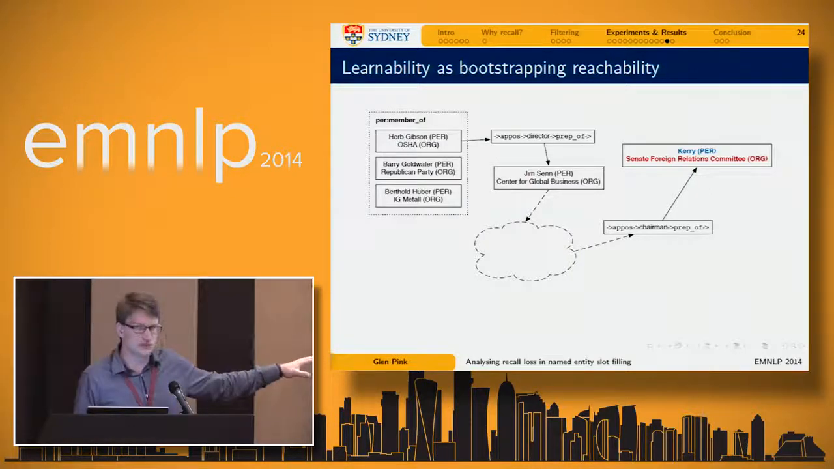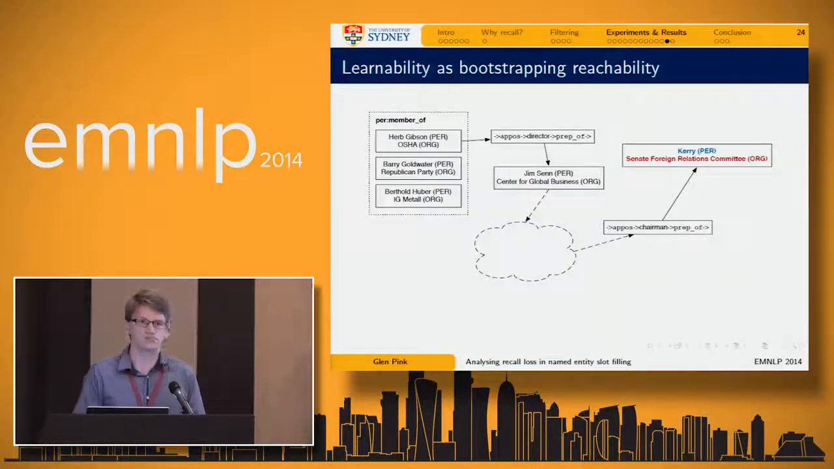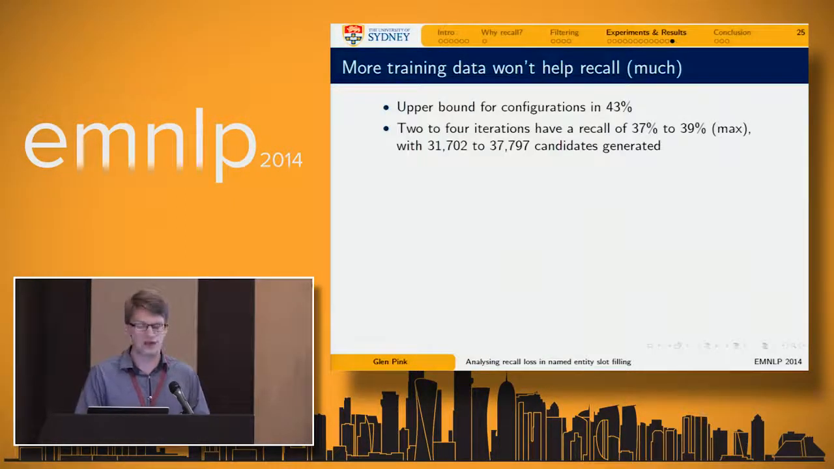So the training data we've used is the TAC 0910 results, which for our evaluation gives us about 4,500 training seeds, and then we bootstrap from those over dependency paths to try and find our test fills. We do this for no co-ref, and it turns out that the upper bound is 43% on this, but the training data actually does a pretty good job of finding everything in terms of recall. It gets 39% of 43% in a few iterations. What this means is that more training data isn't going to help improve recall in this case. We've pretty much found everything we can find anyway.